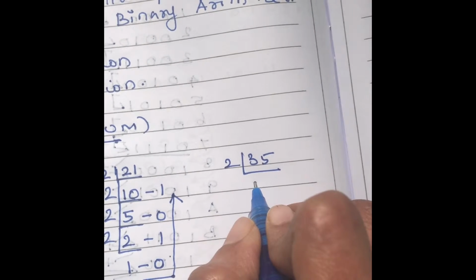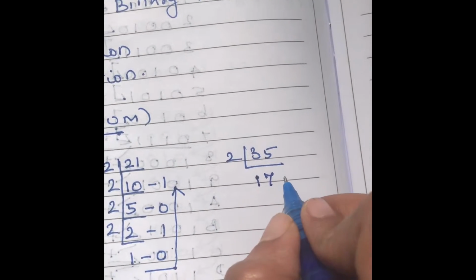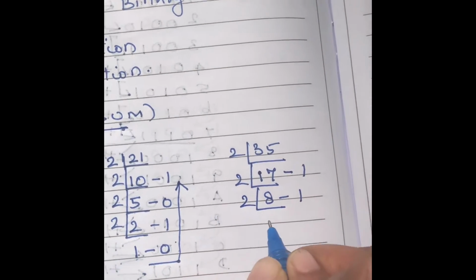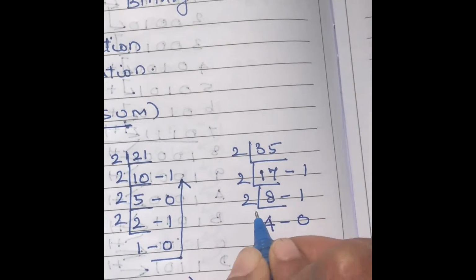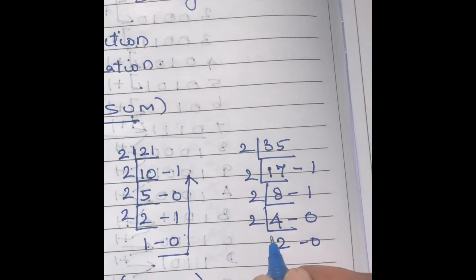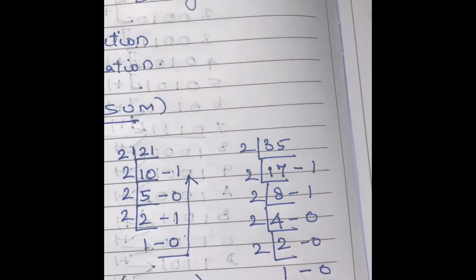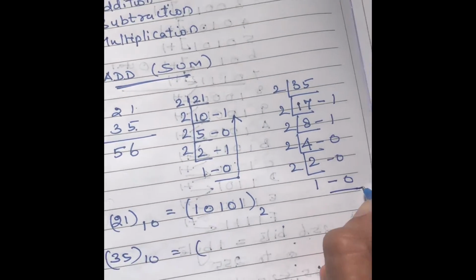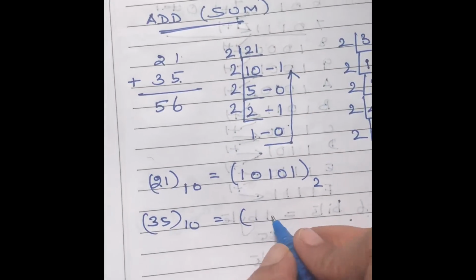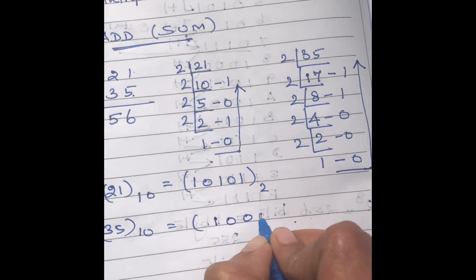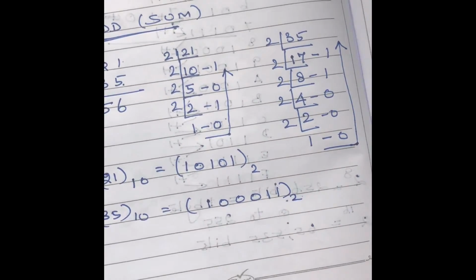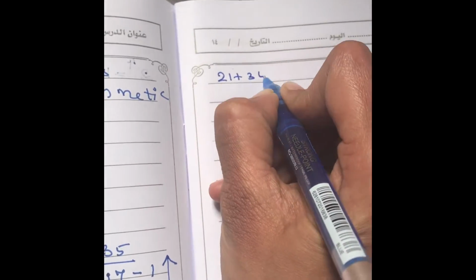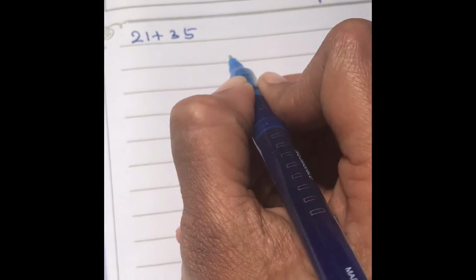you have to divide it by 2, which comes 17. The remainder will be 1. 2 divided by remainder 1. 8 divided by 2 is 4, remainder is 0. 4 divided by 2 is 2, remainder is 0. 2 divided by 2 is 1, remainder is 0. So 35 will be written in binary format from here to here as 100011 binary. Okay.